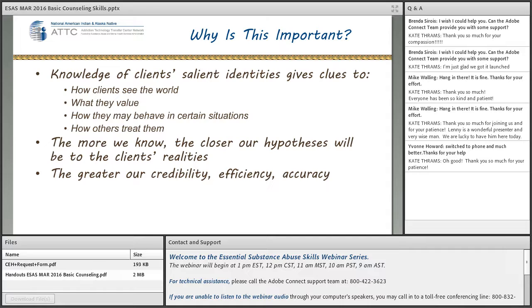Why is this important? The knowledge of clients' identities gives us clues to how the client sees the world, what they value, how they may behave in certain situations, and how others treat them. The more we know, the closer our hypothesis will be to the client's realities, and the greater our credibility, efficiency, and accuracy.